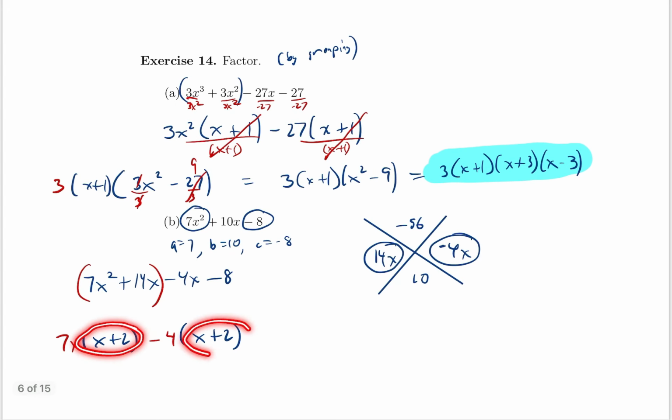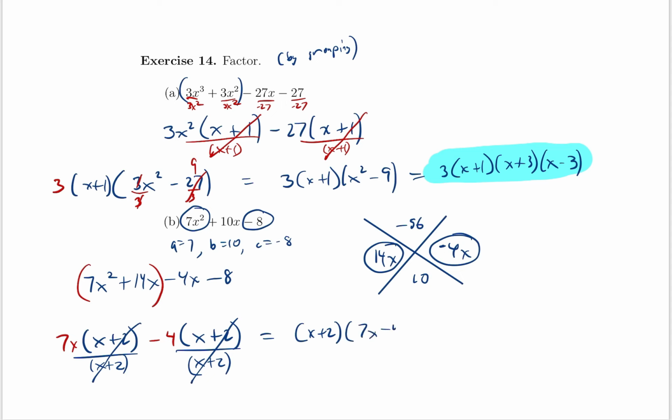And remember, these 2 factors should be equal, which they are. So that means we can factor that out. And when you factor that out, that means you're dividing it out. And that leaves us with 7x minus 4. And remember, the order of these factors does not matter. You can have this one in the front, this one in the back, or vice versa. They're interchangeable. As long as you have the 2 factors, that's the important part.